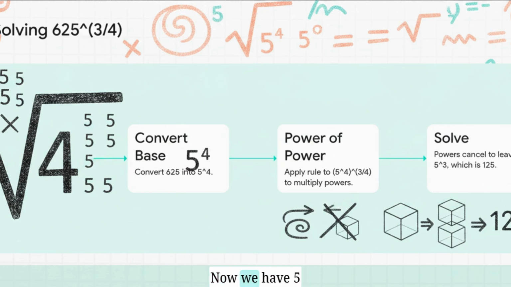Step 3. Now we have 5 to the power of 4 all raised to the power of 3/4. Oh wait, those are stacked powers. We know Law 4. We just multiply them. And what is 4 multiplied by 3/4? The 4's cancel out, leaving just a 3. Step 4. We are left with a simple 5 to the power of 3. And 5 times 5 times 5 is 125. We just beat the boss using simple steps.